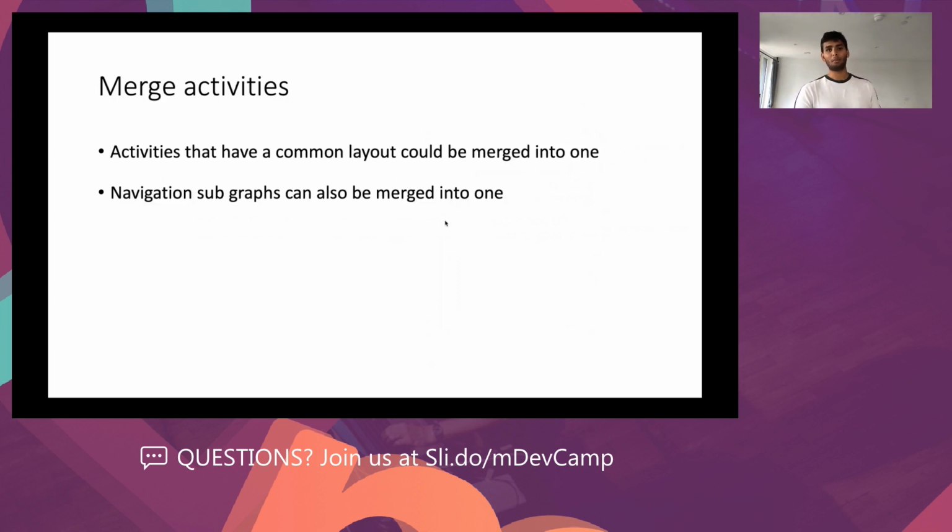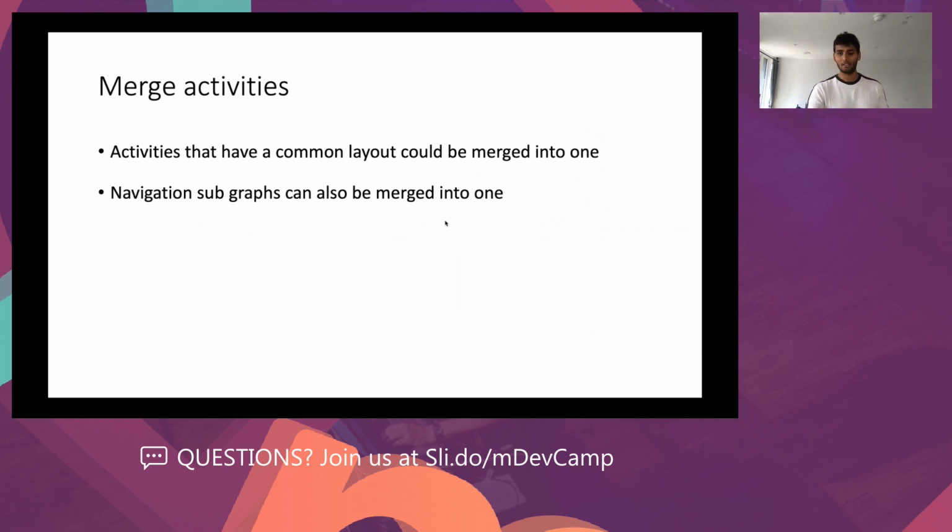You can do more optimizations like merging activities. So you can merge activities which have similar layouts so that you can merge their navigation graphs if you choose to. And at this point, you would have a good integration of the navigation component. All of these things can take months. It is possible to do it incrementally. You don't have to do it all. It's not all or nothing.